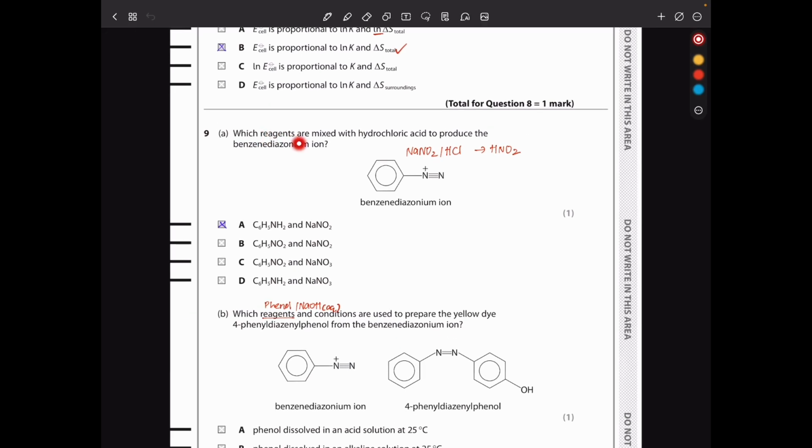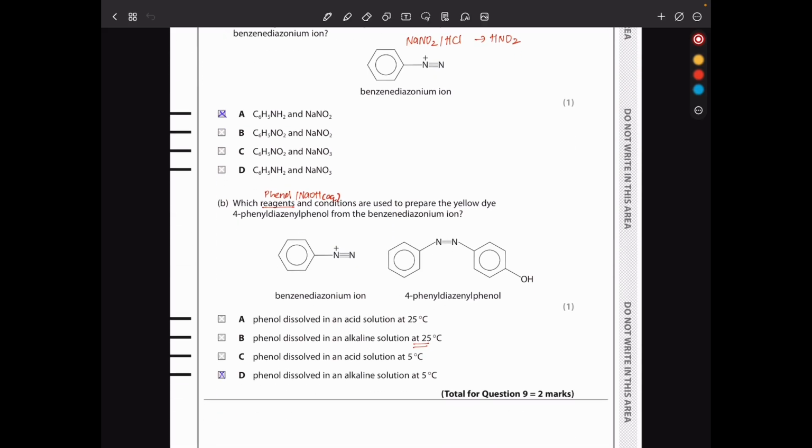In question 9, which reagents are mixed with hydrochloric acid to produce the benzene diazonium ion? They should be phenylamine and sodium nitrite, because these two react to give us nitrous acid, which is going to react with phenylamine to give us this product here. So the answer is A.